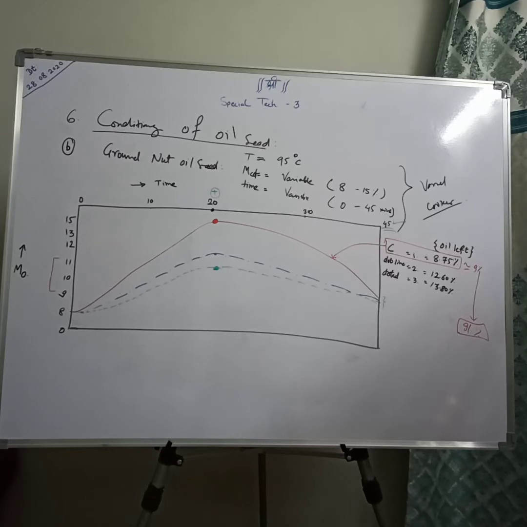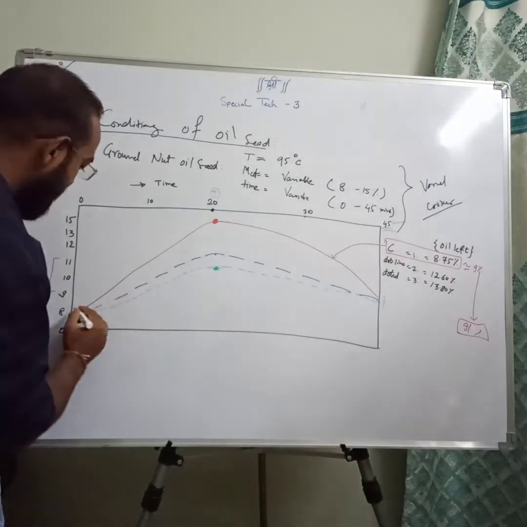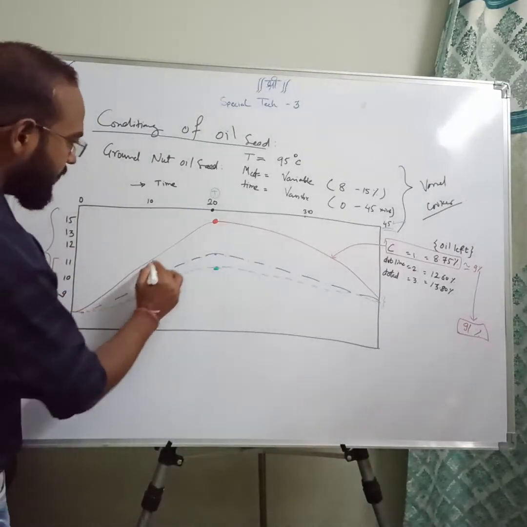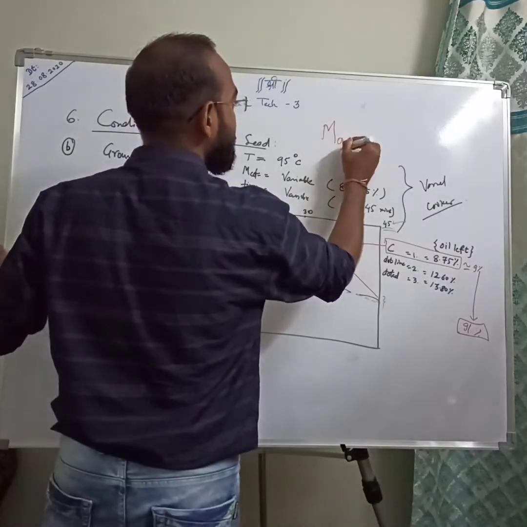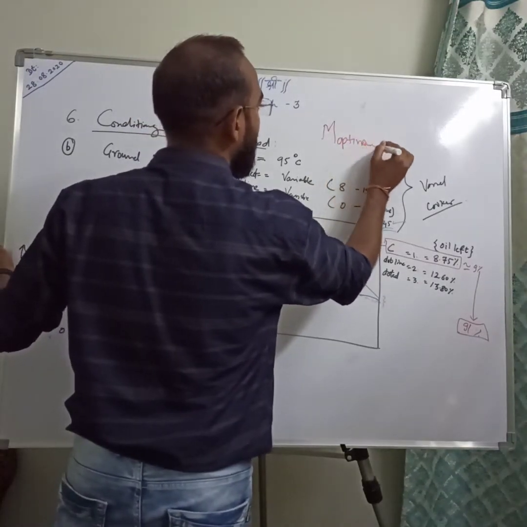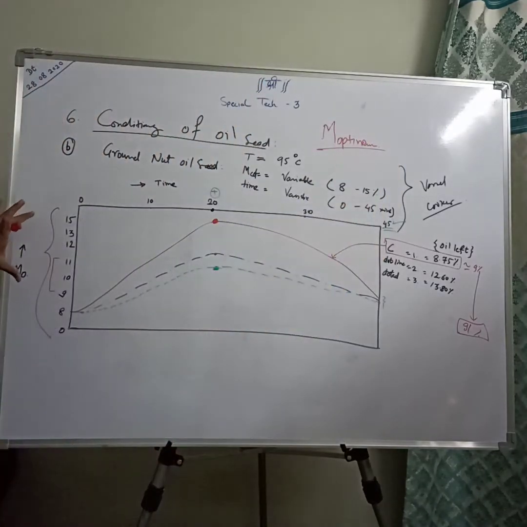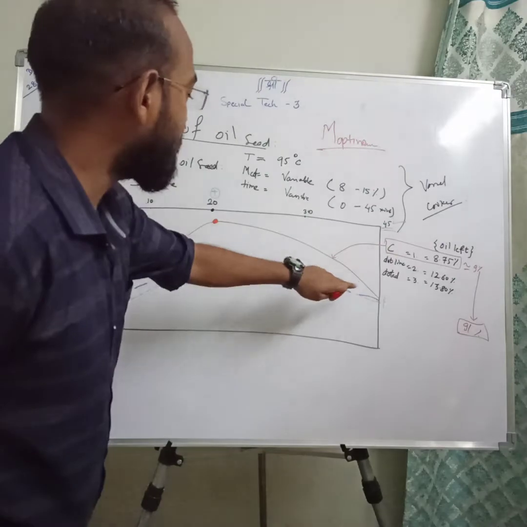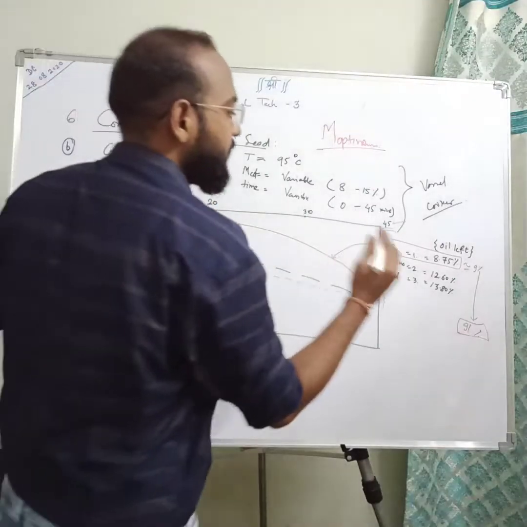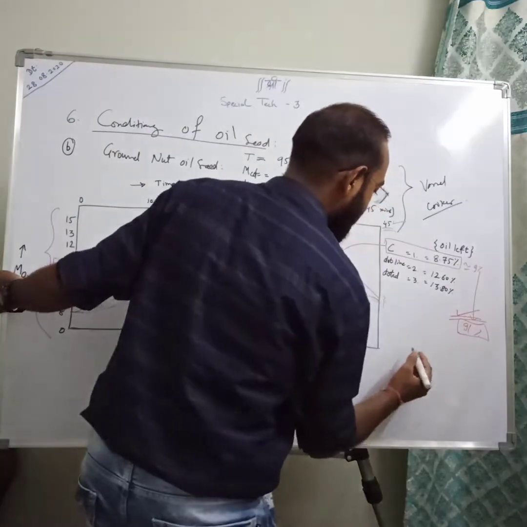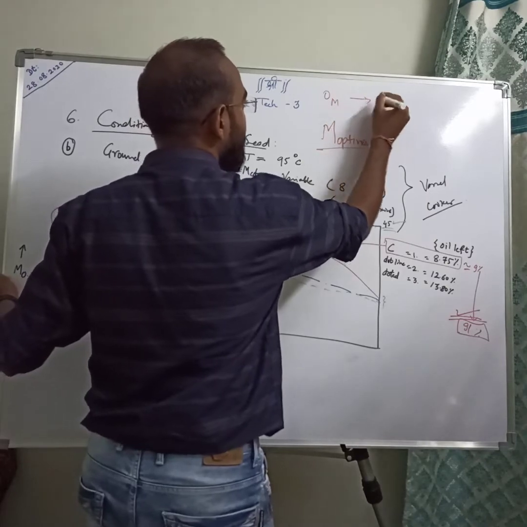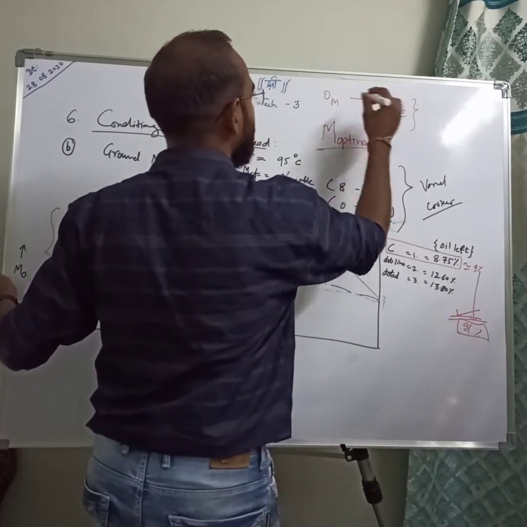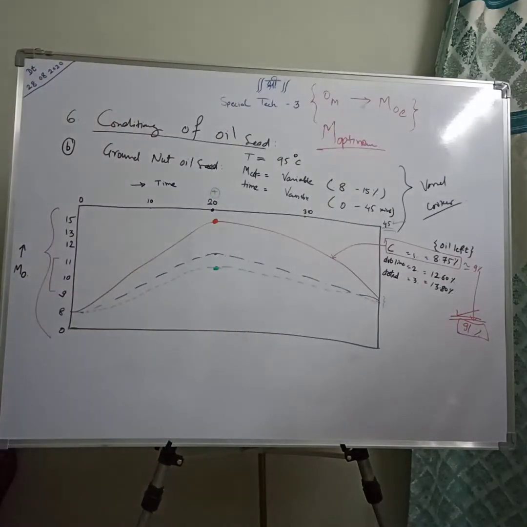From this graph we can conclude that this is all about the moisture content, and we are trying to set the optimum level of moisture content. If we optimize the moisture content throughout the process, it gives us the maximum oil extracted. So the statement is: optimum moisture content maximizes the oil extraction. This can be concluded from this second graph.